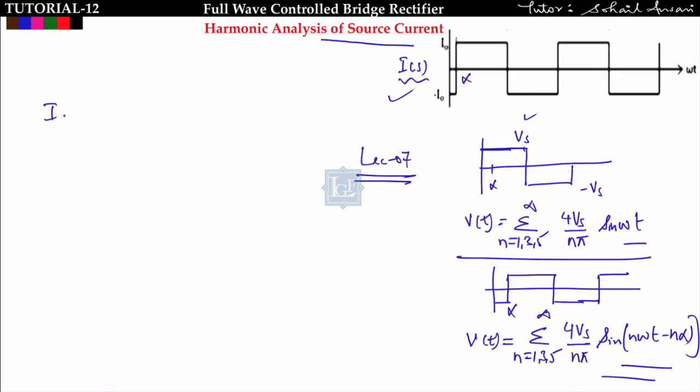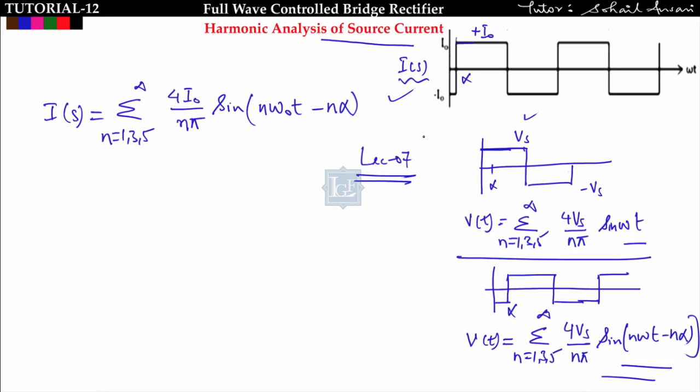So the Fourier series of the source current will be the summation of, only odd harmonics will be present, 1, 3, 5 up to infinity, of 4 I naught upon n pi sin(n omega naught t minus n alpha). This I naught is the maximum current. This is the Fourier series of this source current waveform.